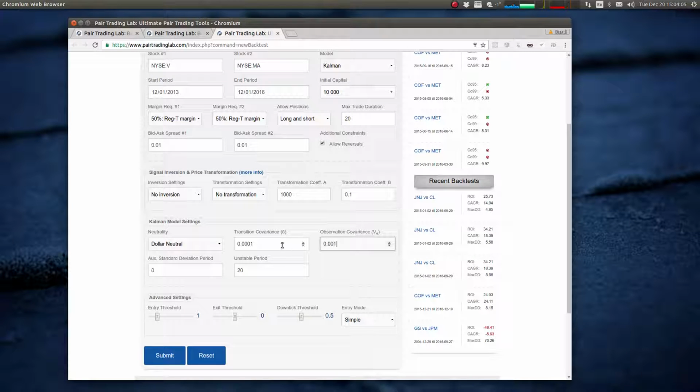But now if I try to do something with the transition covariance, let's for instance divide it by 10, multiply it by 10.